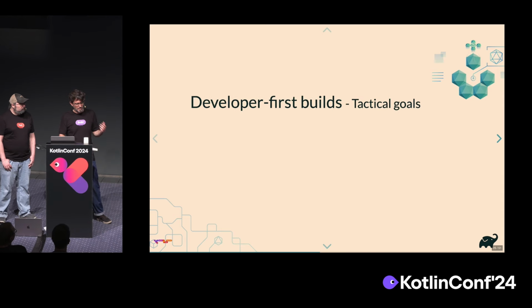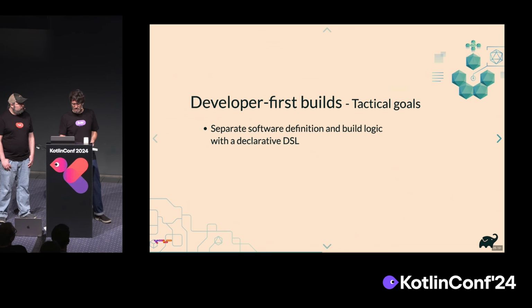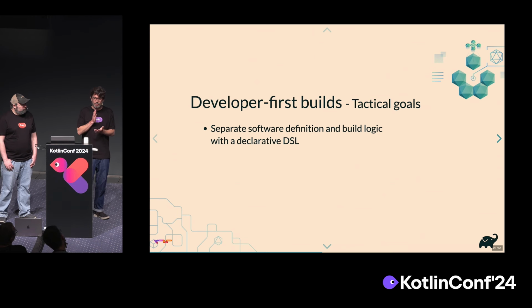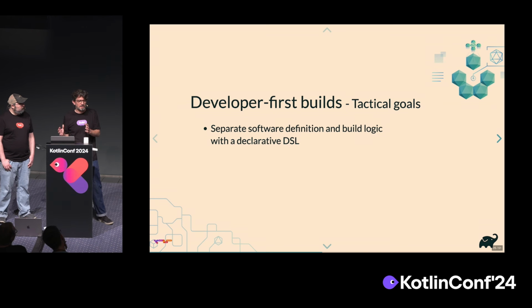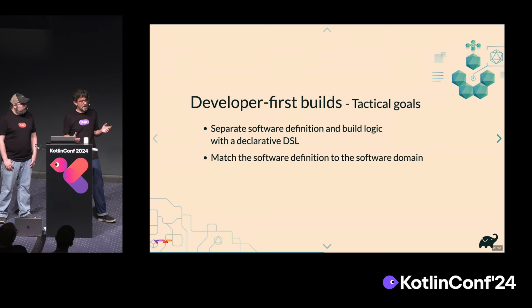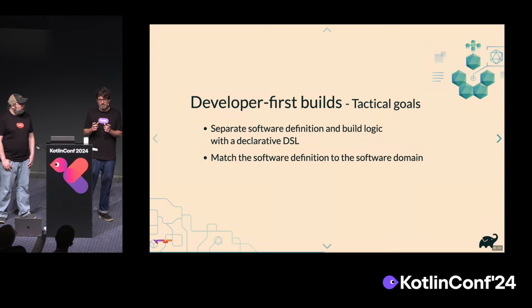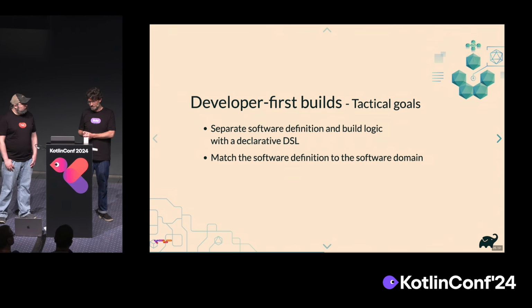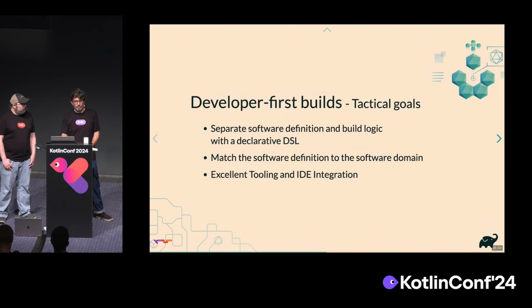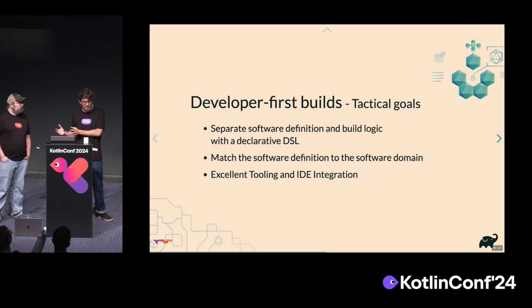And so to make developer builds first class, our goals are as follows. The first one is to split these two with a clear boundary by basically putting a fence between these two worlds. And this fence is a declarative DSL. So the build definition can only be declarative, not a Turing complete language. The second one is to match the software definition to the software domain. So the idea is to raise the abstraction and have more modeled configuration options for the software developer that make sense for a software developer. And with that, we want to have excellent IDE integration and tooling.